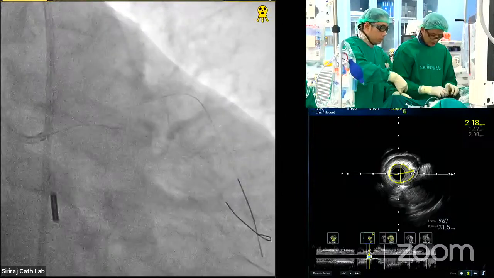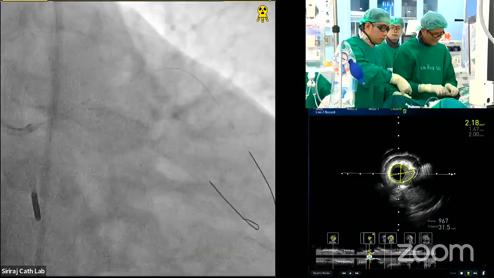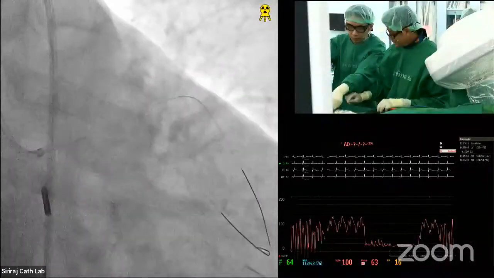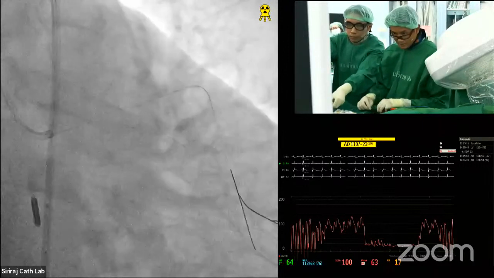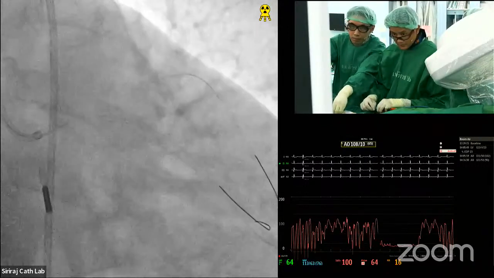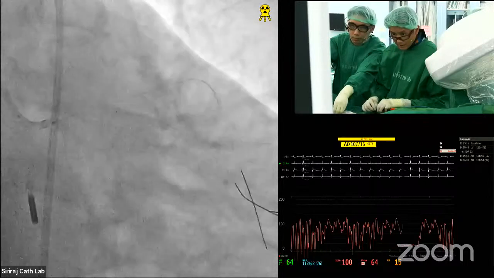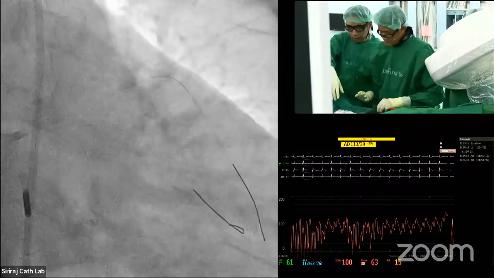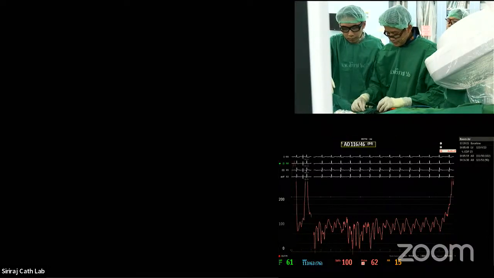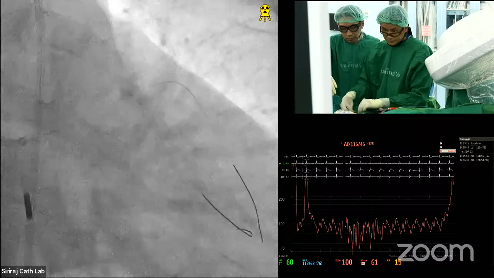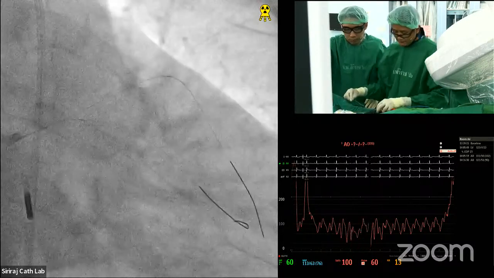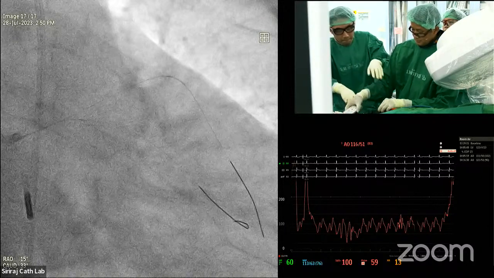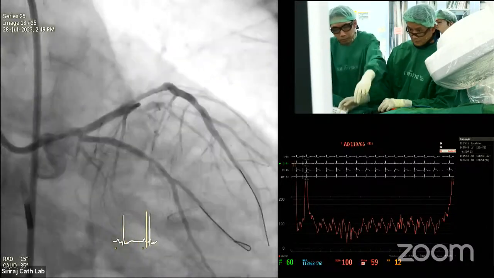Hemodynamically, when we put the IVUS in that left circumflex, the pressure was dropping a little bit. I had to give him additional dopamine on top. Now we have just finished stenting the OM, and we're going to prep the lesion in the left main with the 4.0 NC balloon. Did you see the angiographic result afterwards? Yeah, it looks good.